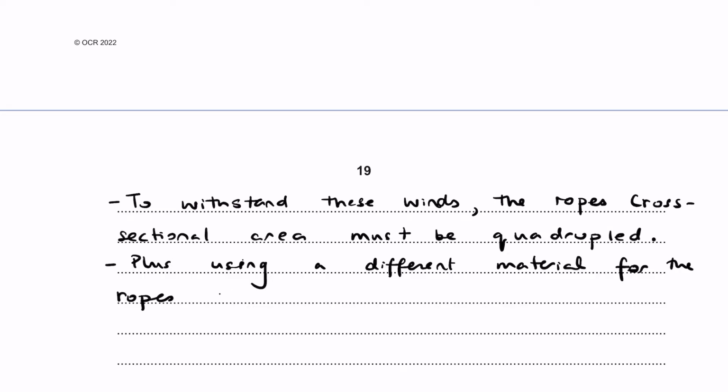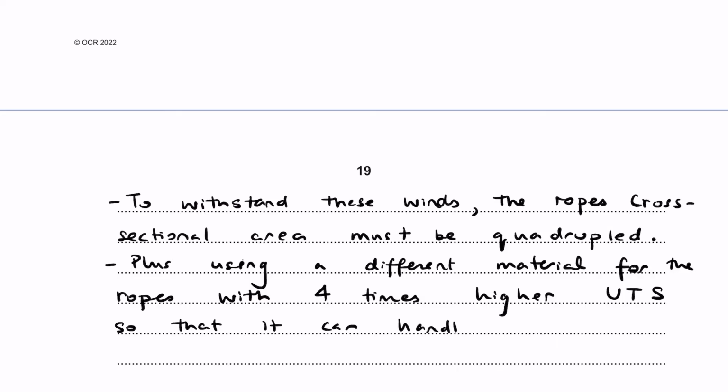with 4 times higher ultimate tensile strength, UTS, so that it can handle speeds of 40 meters per second and above. I would say it should be at least 4 times higher tensile strength. So that's to do with the ropes: we've increased the cross-sectional area and also changed the material.